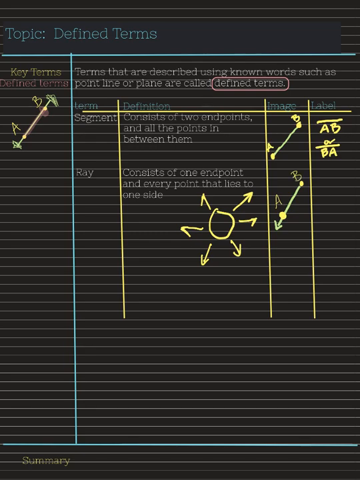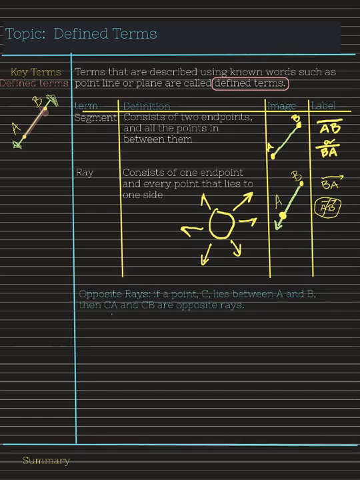To label a ray, we show that there's one arrowhead. You need to put your endpoint first. That shows where the ray begins. Ray AB does not work. This is not okay. It does not represent what we see. That is an entirely different ray.